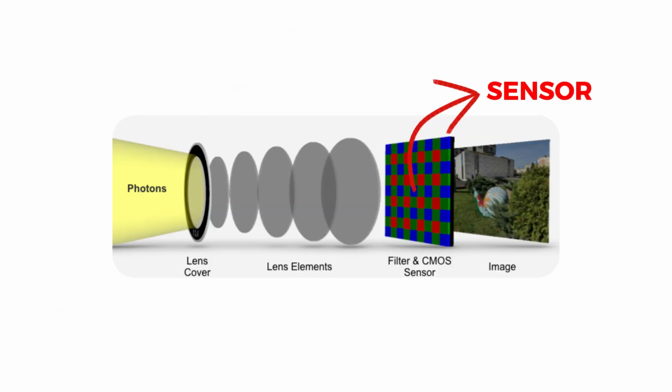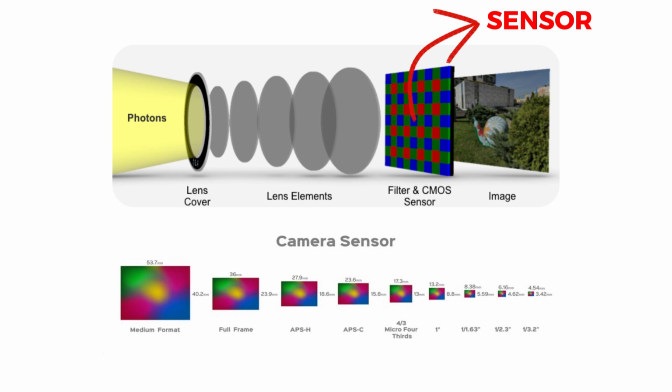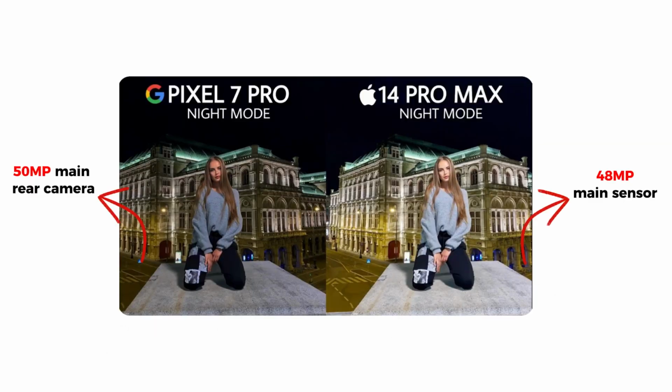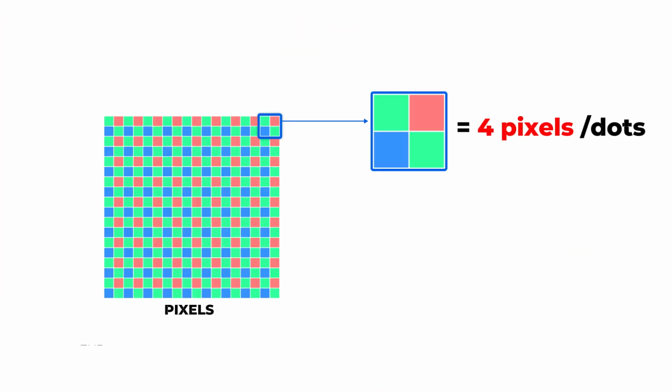Sensor. The sensor is the tiny chip that catches light and turns it into an image. Bigger sensors and bigger pixels collect more light and usually give cleaner photos, especially in low light. Two phones with the same megapixels can perform differently at night because one has a bigger sensor or larger pixels than the other.